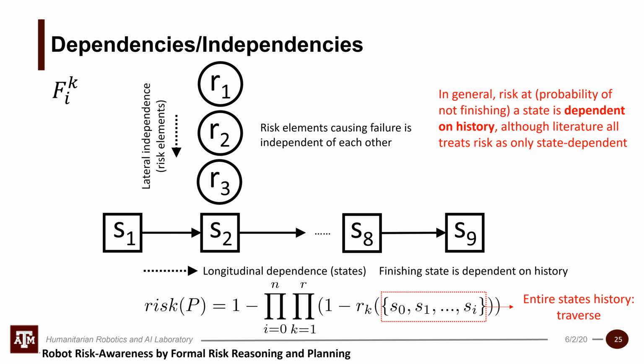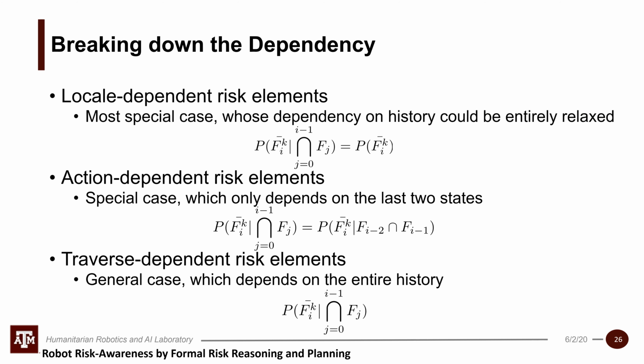To compare with the existing risk in the literature, risk at a state is dependent on history. This is reviewed by our formal reasoning. The entire sequence of state is termed as traverse. The most special case of history dependency is no dependency at all. We can relax the entire dependency in the equation. We call them locale-dependent risk elements. Specifically, if we only take dependency into last two states into the history, we call it action-dependent risk. Lastly, the most general state dependency is with the entire history.